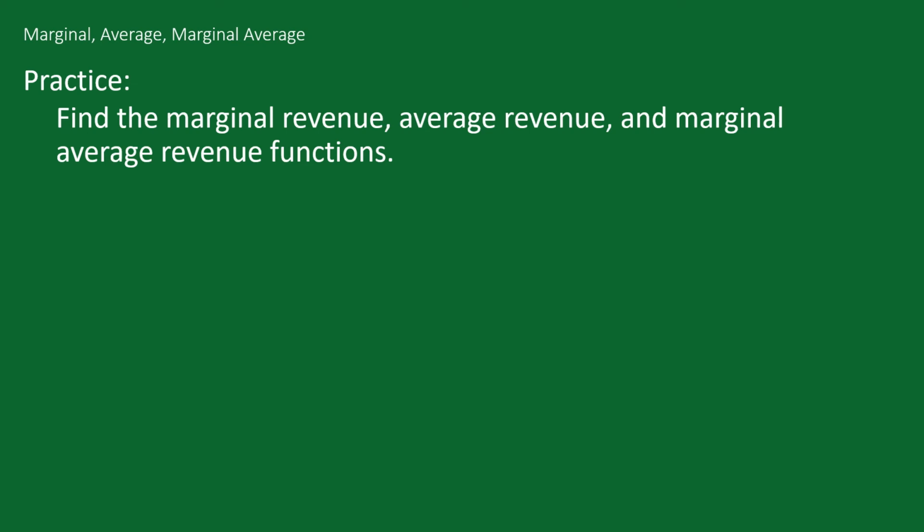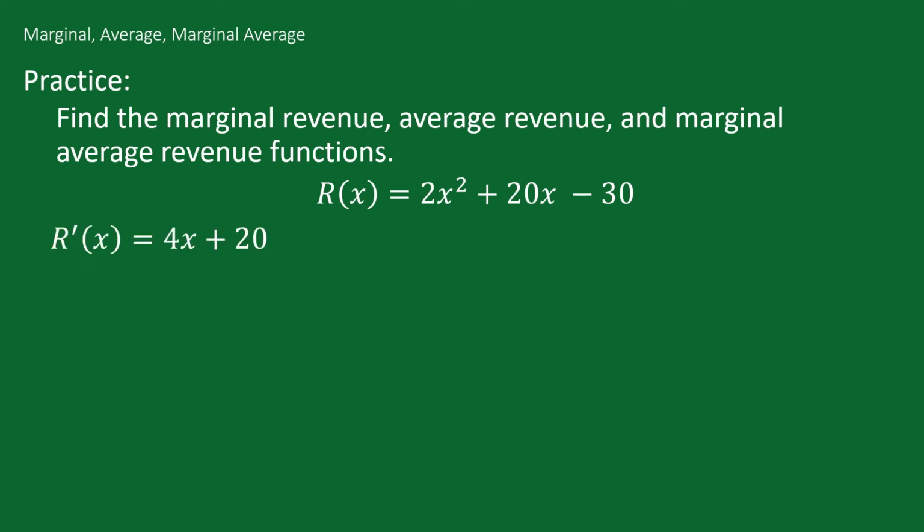Okay, let's take a look at this practice problem. Find the marginal revenue, average revenue, and marginal average revenue functions of the following revenue function. Pause the video now if you'd like to solve the problem on your own first. Okay, so the first thing we're going to do is find the marginal revenue function. Again, marginal means to take the derivative. The derivative of our revenue function is 4x plus 20. Therefore, the marginal revenue function is r prime of x equals 4x plus 20.